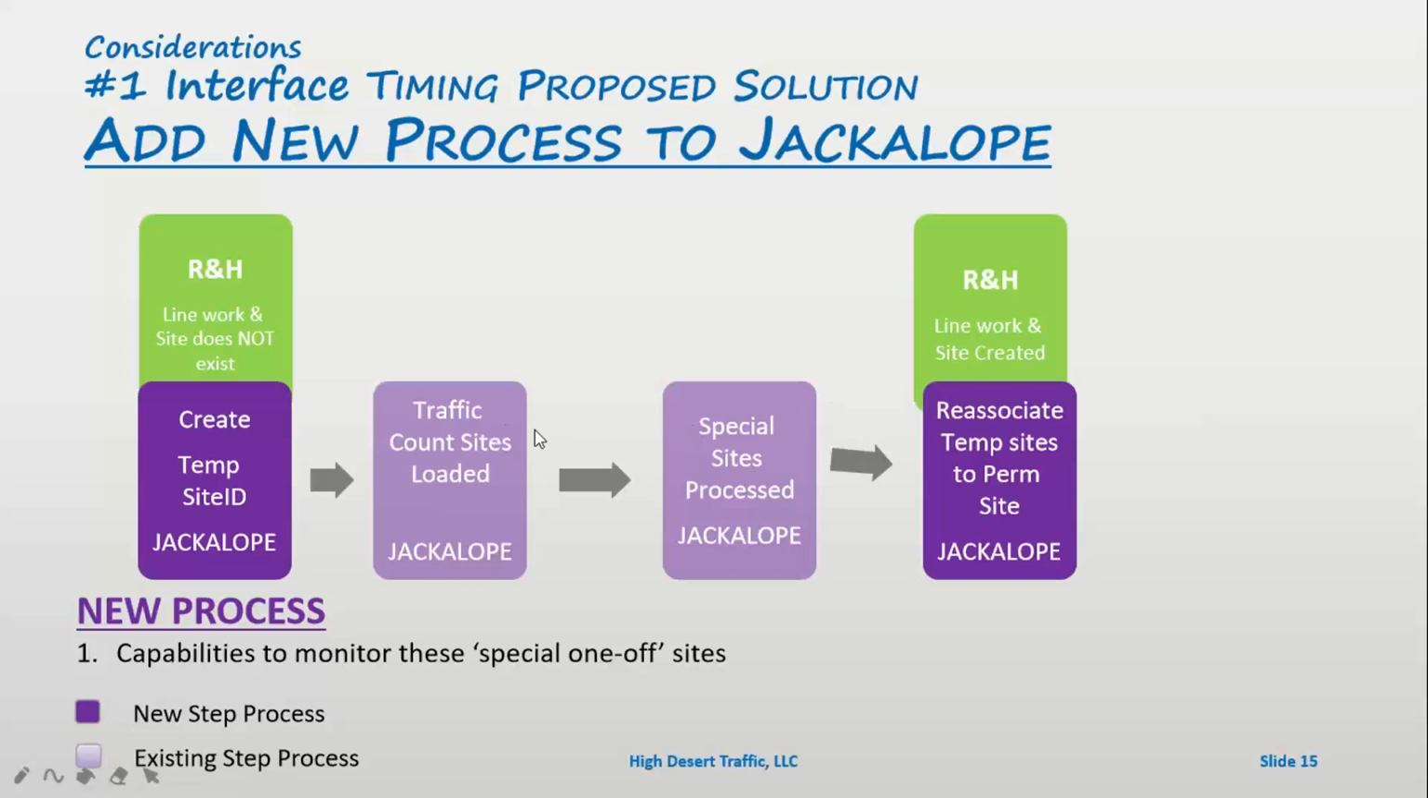So we're looking at these, what we termed one-offs. And so if the line work or the site doesn't exist in roads and highways, the user will create a temporary site ID. And then the process now is the same. The counts can be loaded and then they will be processed. And then lastly, you need to reassociate these temporary sites to a permanent site. And that will be done once roads and highways line work and the site is created.